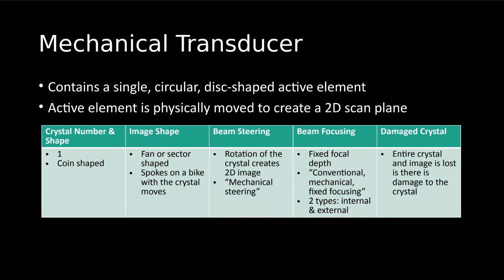That active element is physically moved to create a 2D scan plane. So unlike what we just said about modern clinical systems where they can send in pulses at slightly different angles from the transducer, this active element needs to be actually moved, right? So you can rotate and twist these mechanical transducer surfaces.